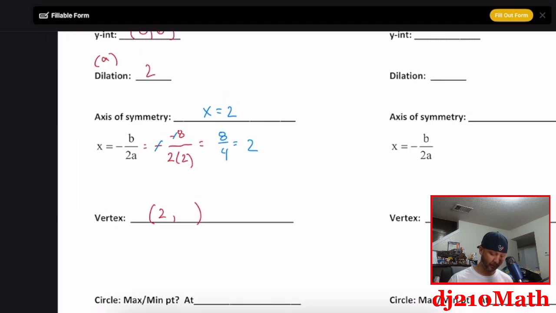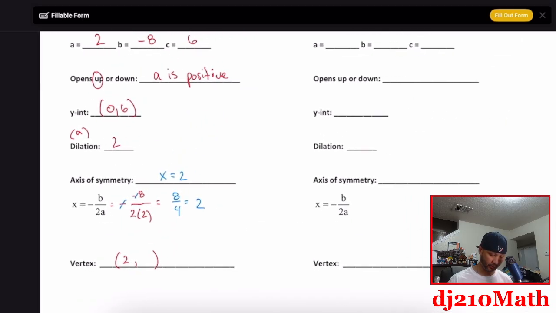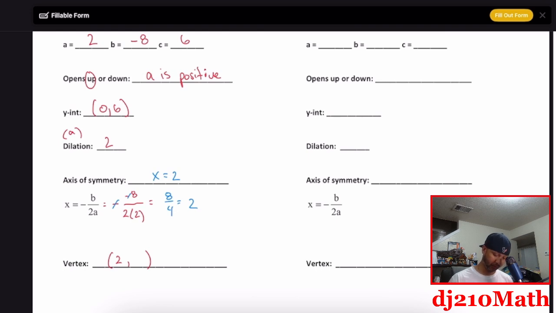So let's plug this into the original equation: 2x squared minus 8 times x plus 6. This should equal some y. So we're just plugging in 2. We can plug in any number we want, but right now I want to plug in 2 because I want to figure out where the vertex is.